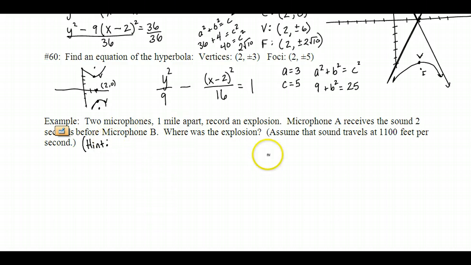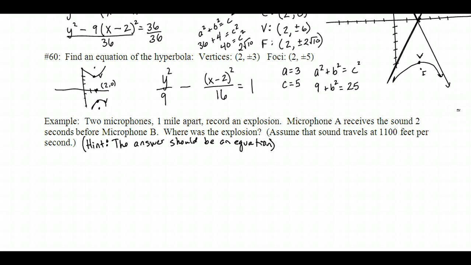Because with this information, really, where is this explosion? It can occur anywhere on a branch of the hyperbola. So an extra hint is that the answer should be an equation. And why I like that hint is when we think of where is the explosion, it seems like it should be an exact point, but really with the information that they gave, it can occur obviously in many, many places.